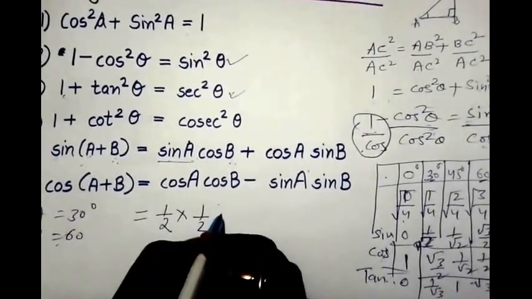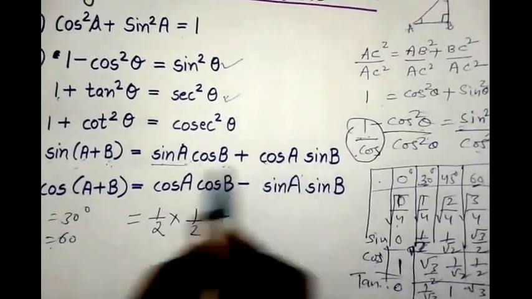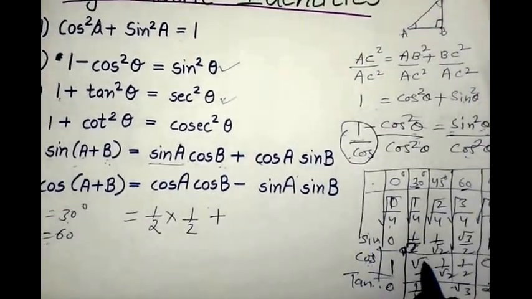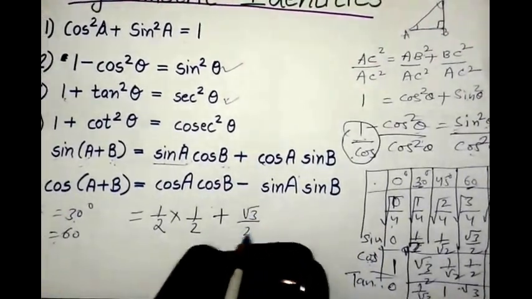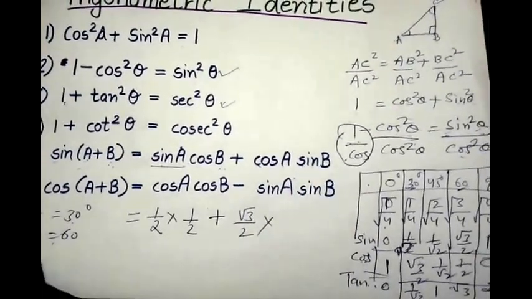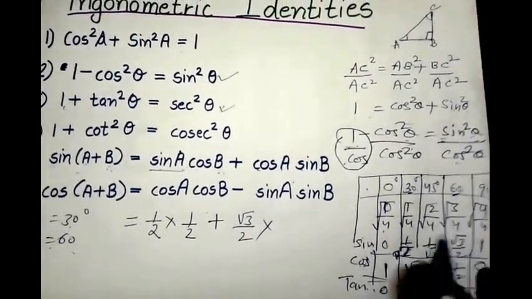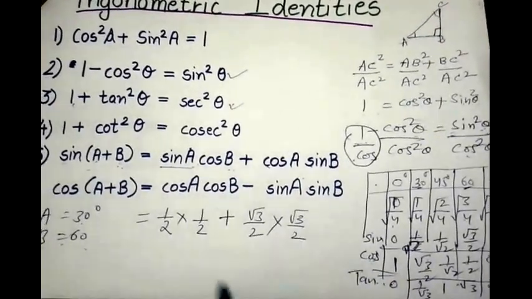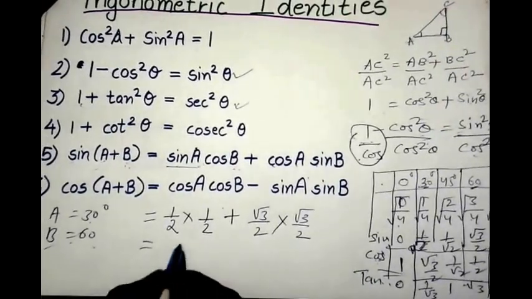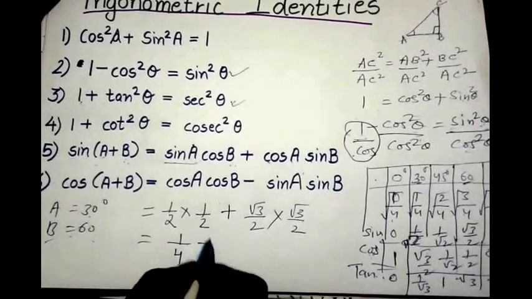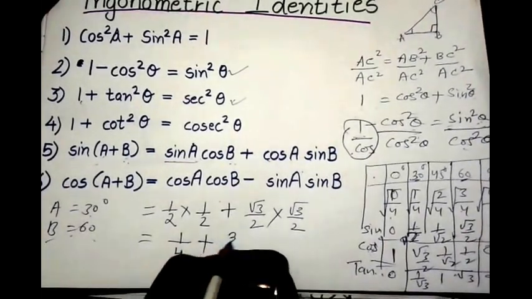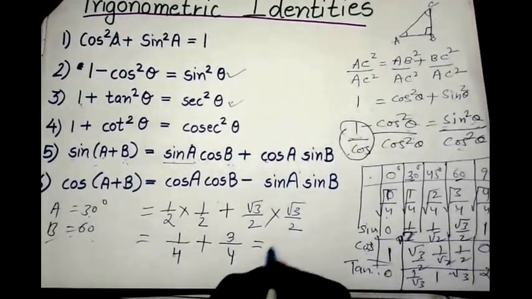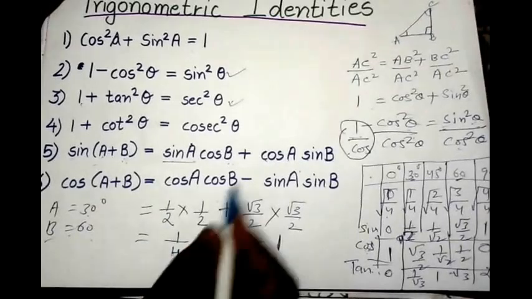Now plus cos A, which is cos 30, and cos 30 is root 3 by 2, times sin B, which is sin 60, and that is root 3 by 2. Now let us solve it. 1 by 2 times 1 by 2 is 1 by 4. Root 3 by 2 times root 3 by 2 is 3 by 4. So 3 by 4 plus 1 by 4 is 1. So yes, it is correct.